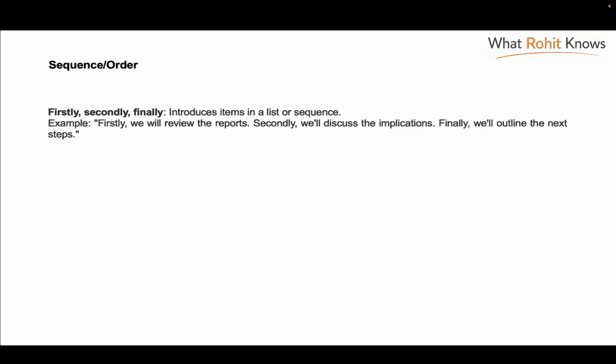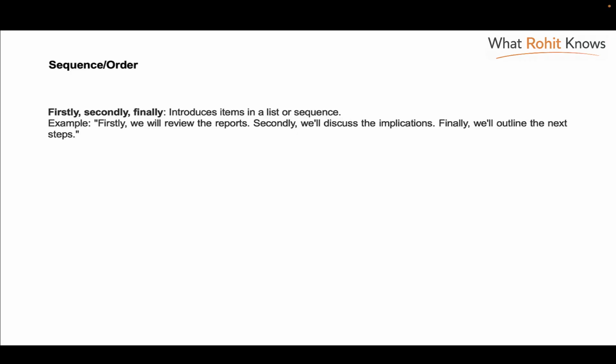Another very important and common linking word when you have to show the sequence or the order. And I'm sure you have seen this: firstly, secondly, finally. So that is what those sequence or the order linking words are. Firstly, secondly, finally, introduce items in a list or a sequence. Firstly, we'll review the reports. Secondly, we'll discuss the implications. Finally, we'll outline the next steps.